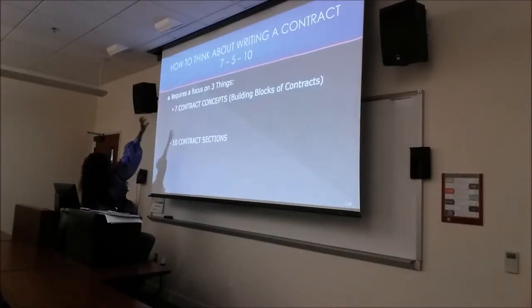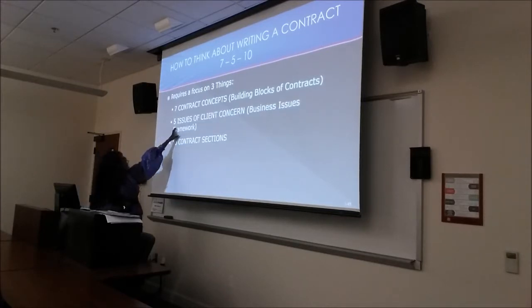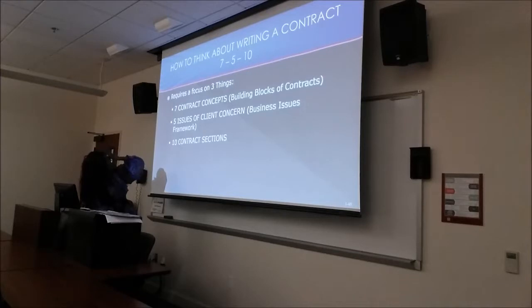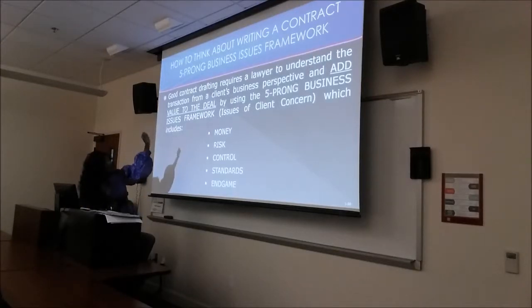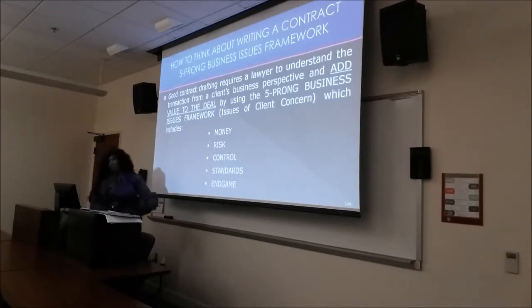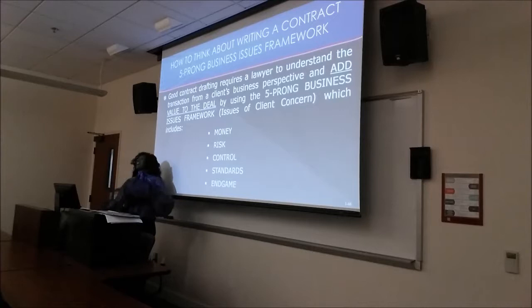All right, so now we have our 7 contract concepts, and now we're going to talk about 5 issues of client concern, the business issues framework. And here they are: money, risk, control, standards, end game. You got that exercise, and how did y'all like that? Did you love doing that? I want you to love doing that exercise because I want you to use it.